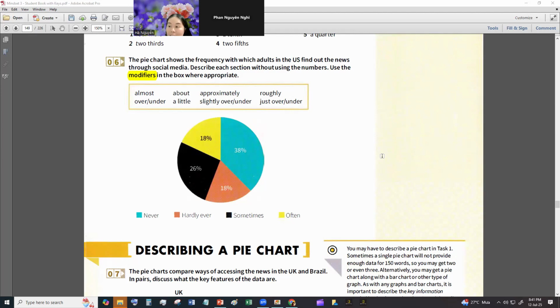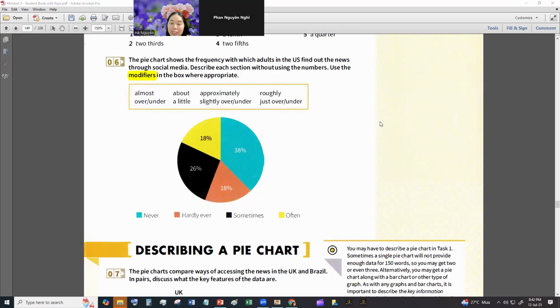Okay, thank you, Nghi. Let me see. Right. Almost 2/5 of adults in the US never read news on social media. Good job. A little under a fifth hardly ever access news on social media. Good job. So instead of read, you say access. Approximately a quarter of people sometimes get their news from social media, so get their news. And just under a fifth often find out the news from social media.